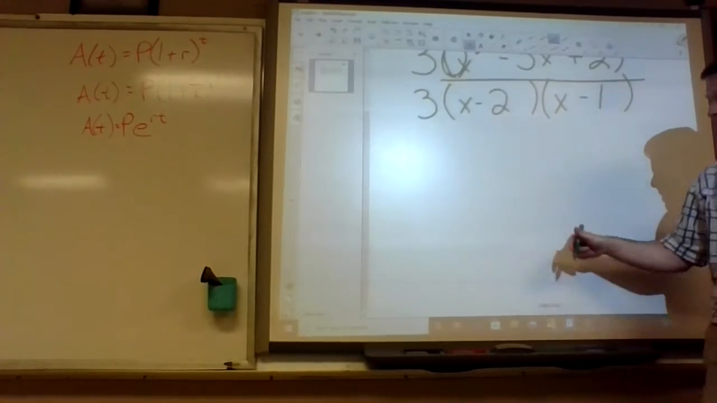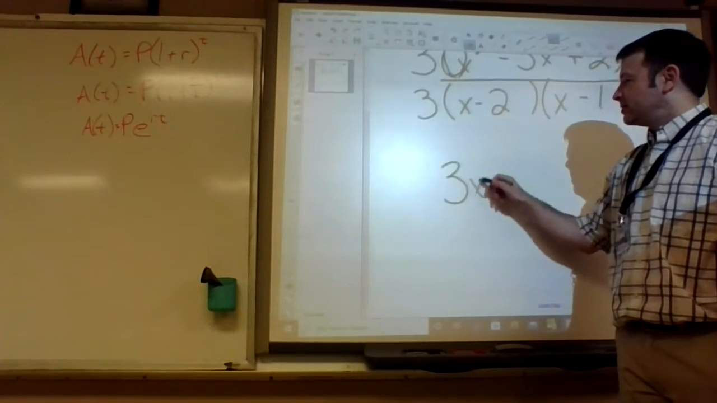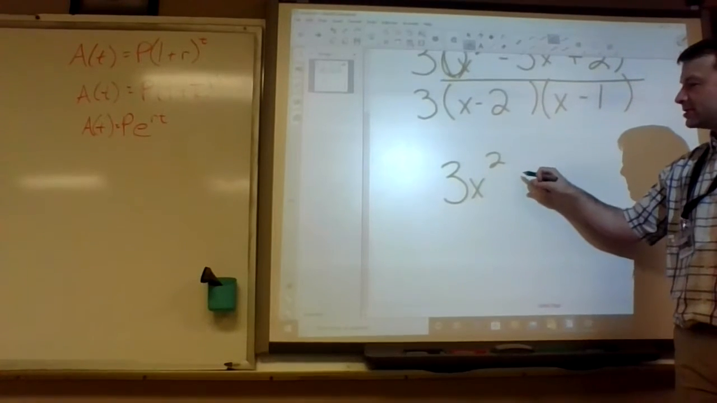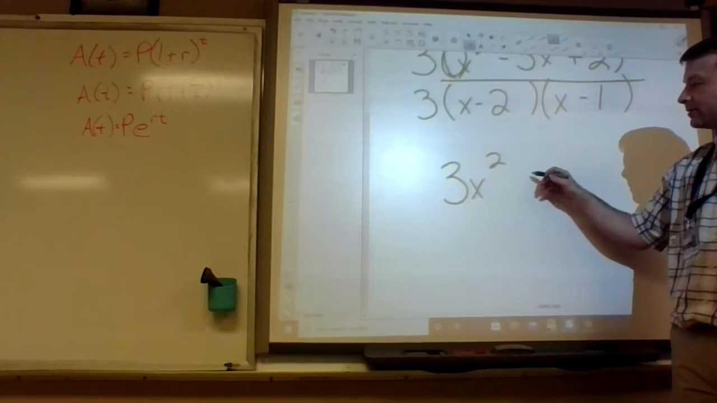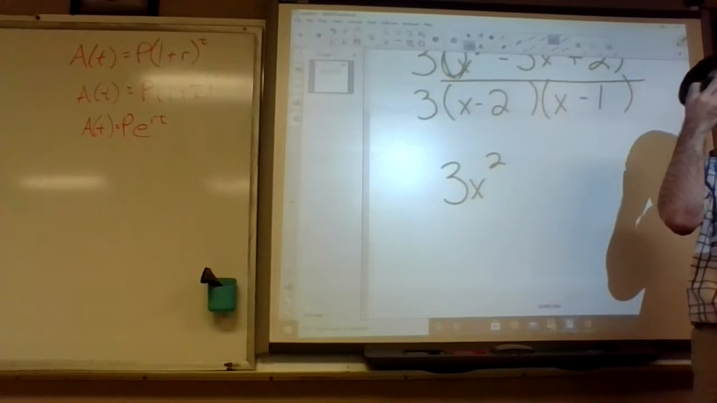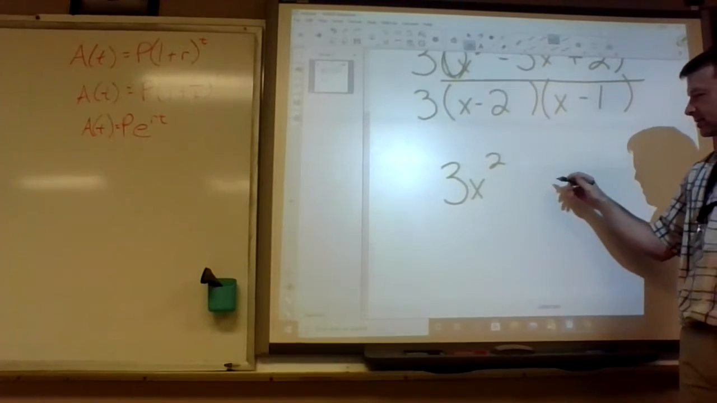Do you guys remember how we did that yesterday? FOIL. 3x, no, it's not foiling. Factoring is the opposite of foiling. Well, I gotta think a little bit.